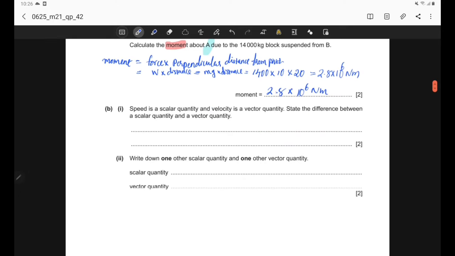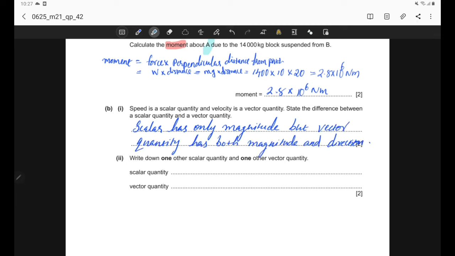Part B. Speed is a scalar quantity and velocity is a vector quantity. State the difference between a scalar quantity and a vector quantity. So we can write any scalar quantity has only magnitude, but a vector quantity has both magnitude and direction. You will get 1 mark for writing about scalar quantity and the next 1 mark for writing about vector quantity, which has both magnitude and direction.